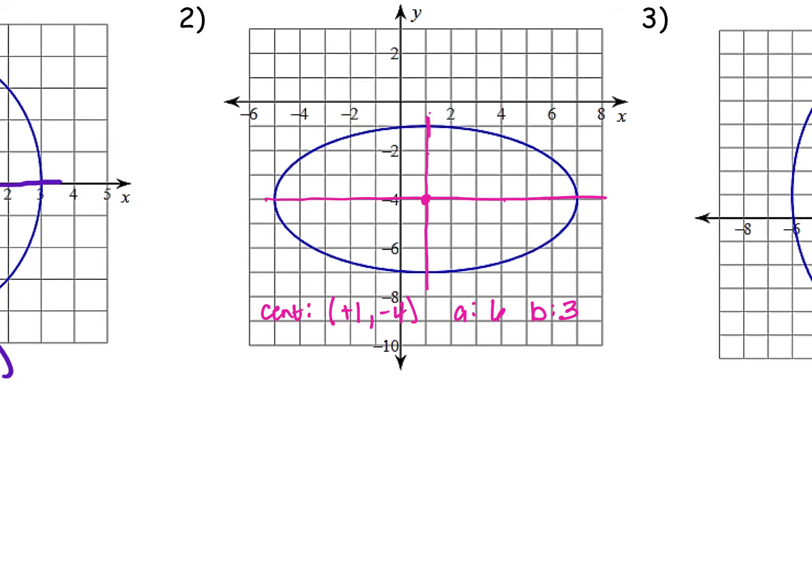Okay, is everyone okay with how I found those? Yeah, I just counted, right? Wait, you got 6? Well, here's negative 5, right? From here to here is 5, plus 1 is 6. Oh, shoot. I think I miscounted.